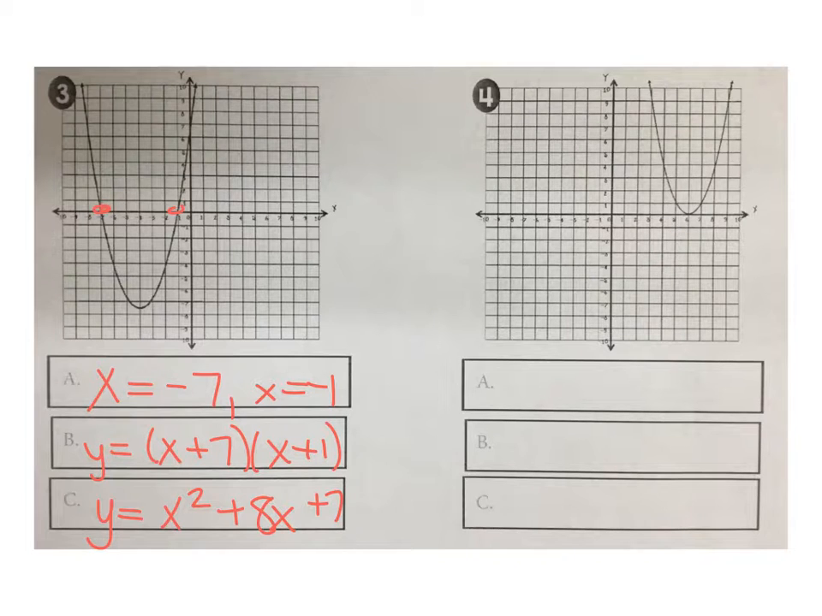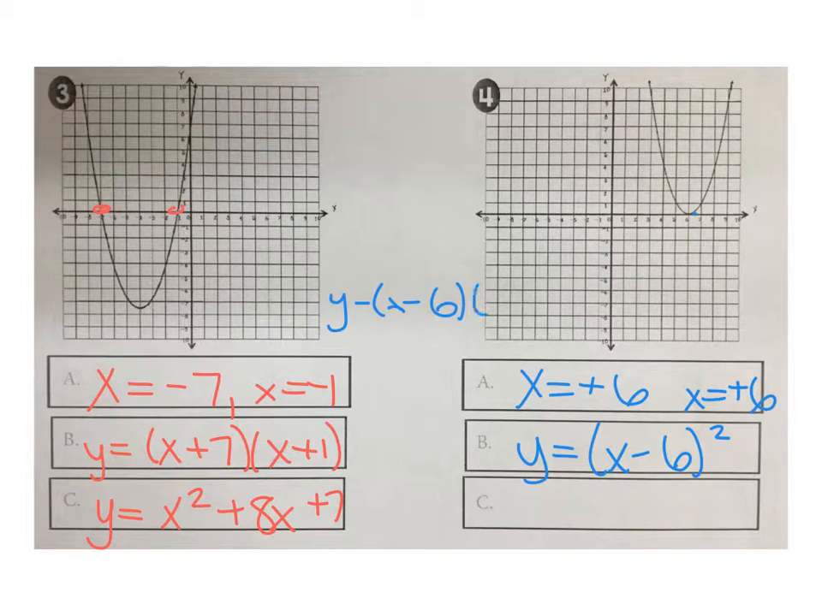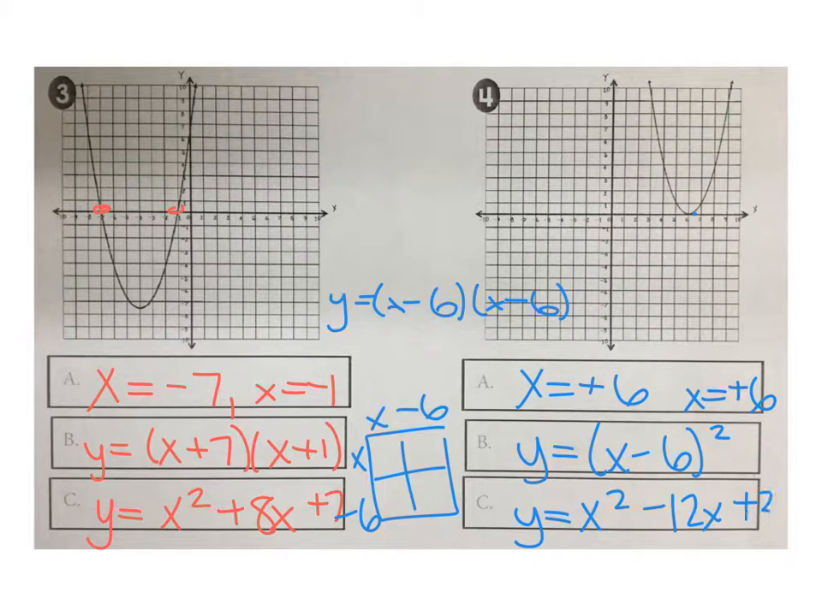For number 4, kind of interesting, we really only have one zero, or we can think of it as two zeros, but it's the same, +6, it's the same zero. So your factored form is going to be a square. It's going to be x minus 6 times x minus 6. If you wrote that out like this, that's okay too. When we go to multiply that out, remember that a square is the same on both sides. So we have this box. That box is going to give us y equals x squared minus 12x plus 36.